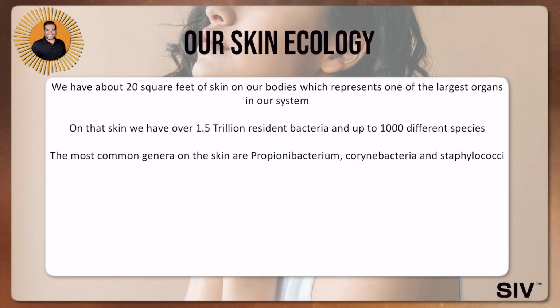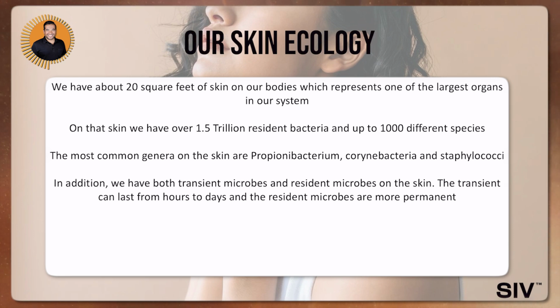The most common genera on the skin are Propionibacterium, Corynebacterium, and Staphylococci. There's lots and lots of different species and phyla on the skin, but these are the most common genera that you find on the skin. In addition, we have both classes of microbes on the skin. We've got transient microbes and resident microbes as well. The difference is that the transient microbes can hop on the skin from the environment, and they can last from hours to days on the skin, but then they hop off again. And the resident microbes are much more of the permanent microbes that now live on your skin, and they tend to live on your skin more permanently.